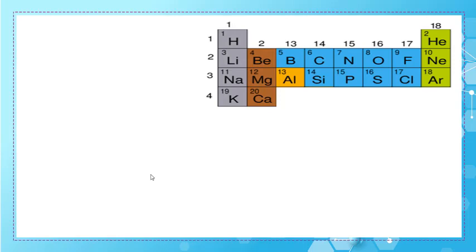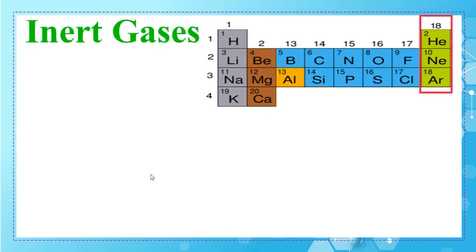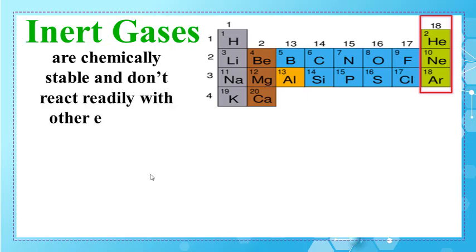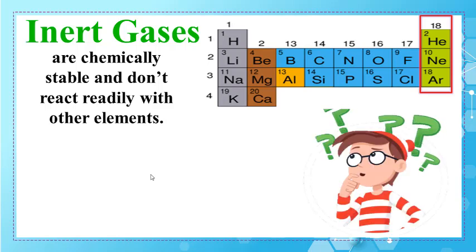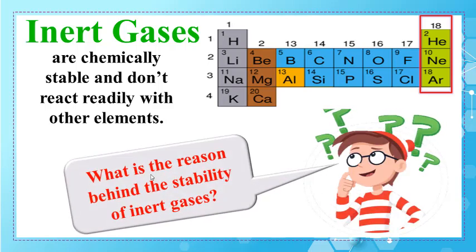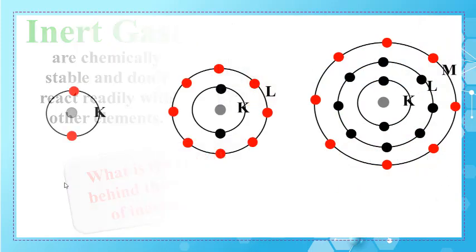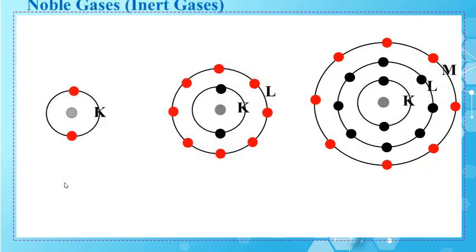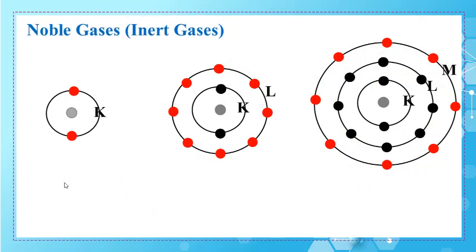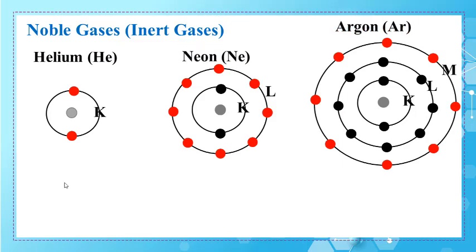Consider a portion of the periodic table. We know that elements in column 18 are called inert gases, and these gases are chemically stable and do not react readily with other elements. But what is the reason behind the stability of these inert gases? To answer this question, consider the three noble gases or inert gases: helium He, neon Ne, and argon Ar.